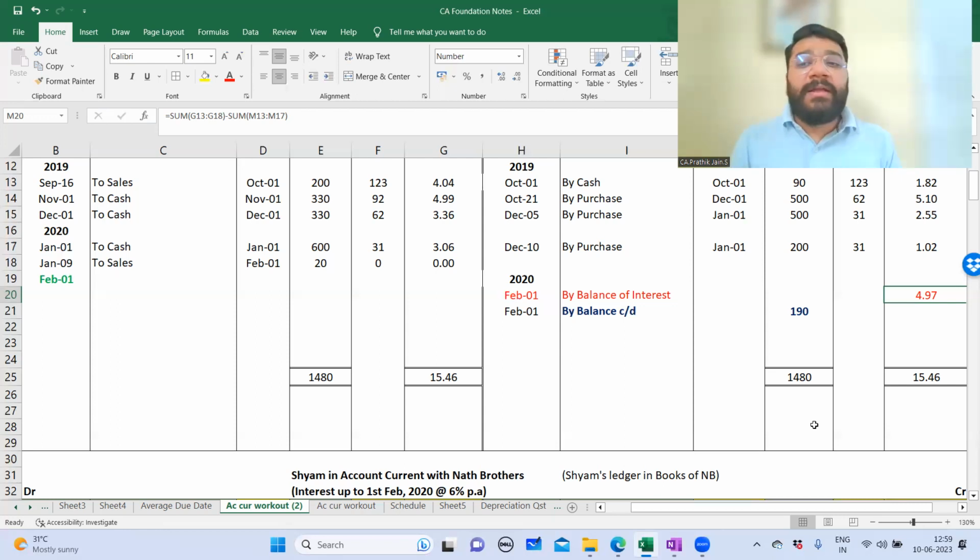So please tell me, interest receivable is 4.97. So what interest receivable entry should I record? I should record an entry, no? In accounts, anything has to be captured by way of journal. So what is the interest receivable journal entry?